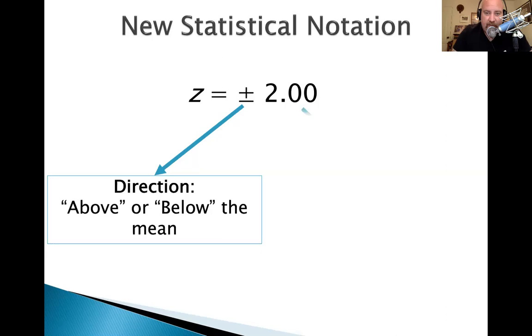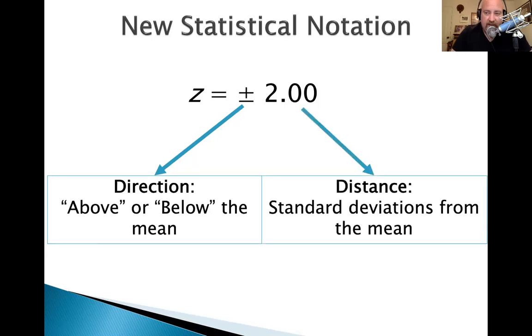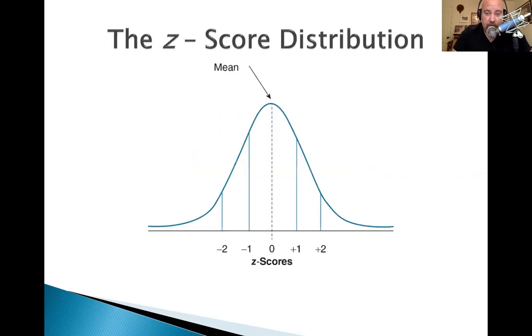And then the second part is the number itself, the 2. That's how far. So the plus and minus is the direction, above or below, and the number itself is the distance: how far above, how far below. We're measuring that in standard deviations. So how many averages from the center is a certain score? That's a standard deviation: the average distance from the mean, from the center of your distribution. That's all it means, how far above or below a certain score is.